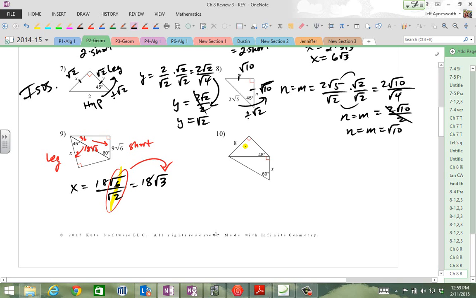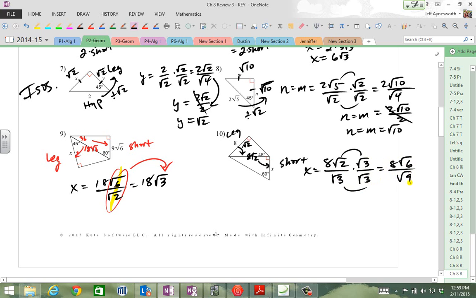Now on this one here, we're on the 45, 45, 90, so you start off with a leg and go to hypotenuse, so you got to multiply by rad 2. So this is 8 rad 2. And to go from medium to short, I got to divide. So I got to take 8 rad 2 and divide it by root 3 because I'm getting shorter. Then I got to rationalize, and I get 8 root 6 because you got to multiply here, divided by root 9, and that's 8 root 6 divided by 3 because root 9 is just 3. So 8 root 6 divided by 3. Okay? All right.